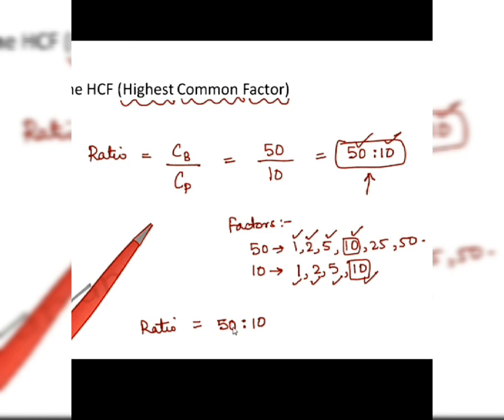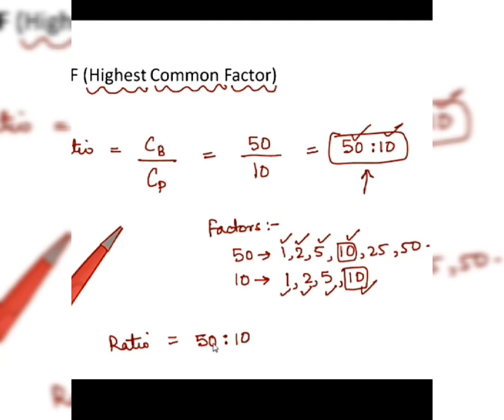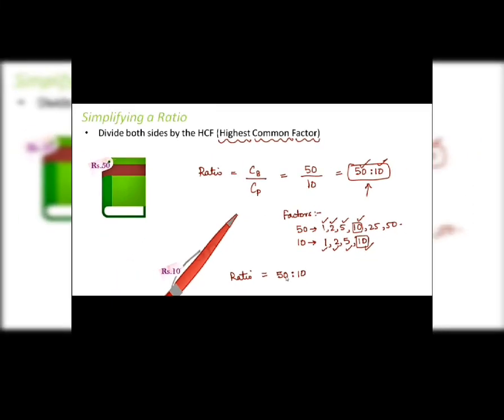Now, how will we do that? We will divide both the terms by the HCF, the highest common factor. We have already learned in a separate chapter how to find the HCF of two numbers. So find the HCF. Which is the highest common factor here? That is 10. So now we will divide both 50 and 10 by 10.